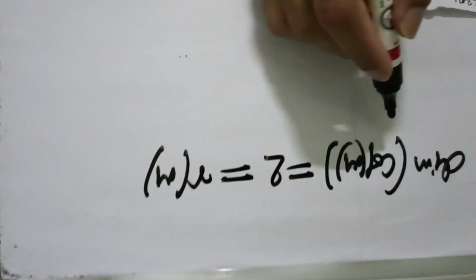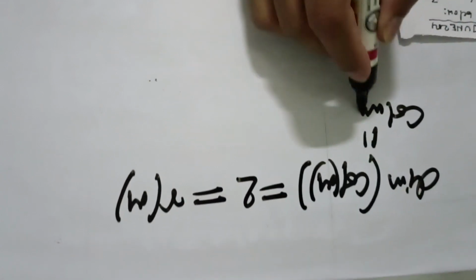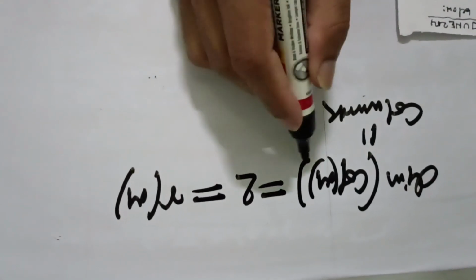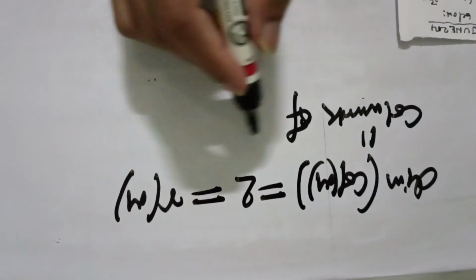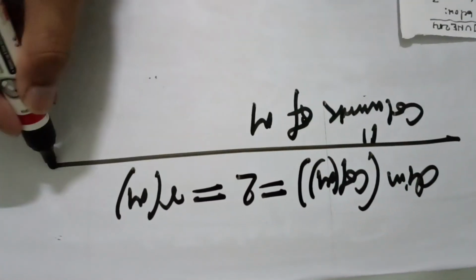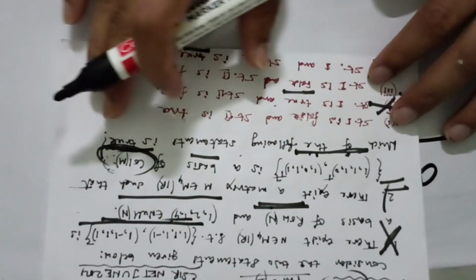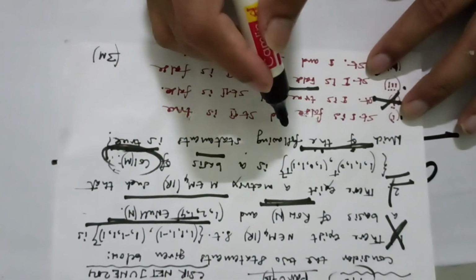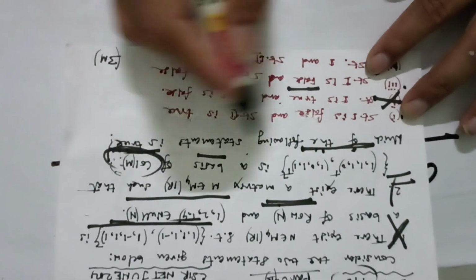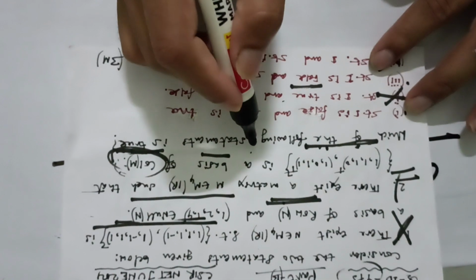Because it is nothing but the column rank. And we all know that for any matrix m of size m cross n, column rank equals row rank equals rank of m. So for the matrix, the rank is 2, given. Now, in the question there is also one more statement. I missed that part.